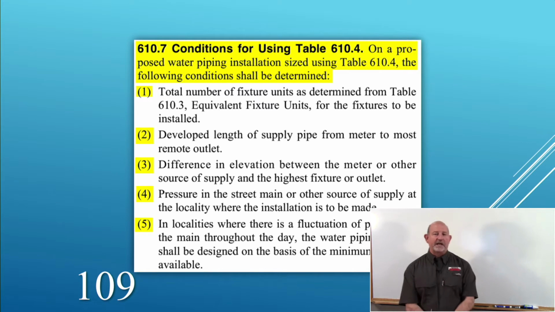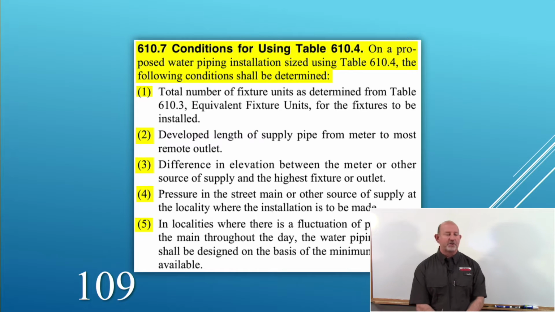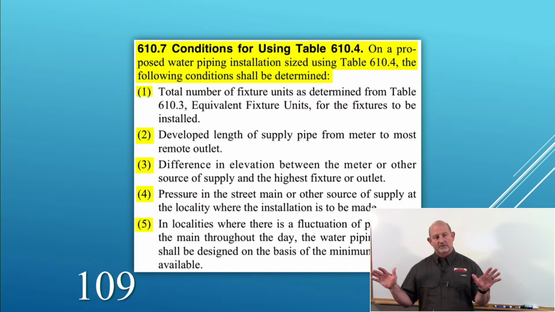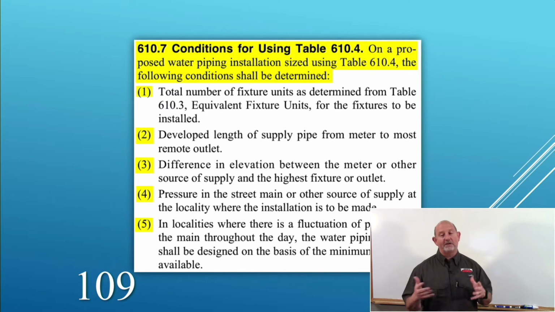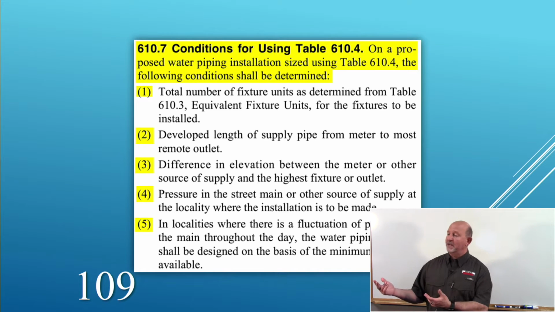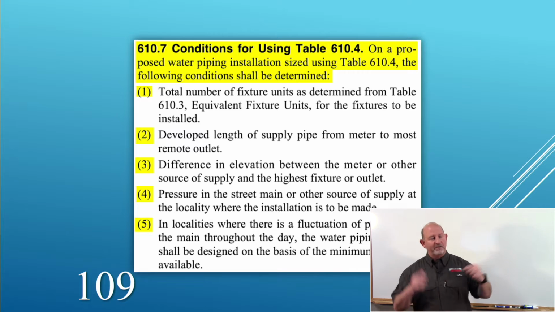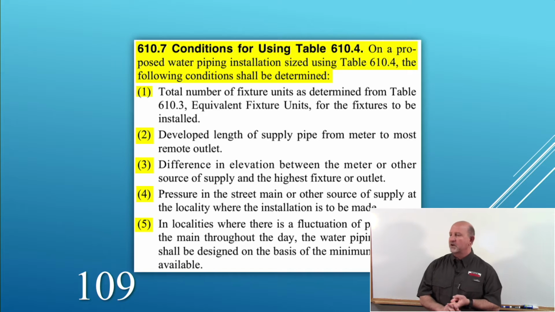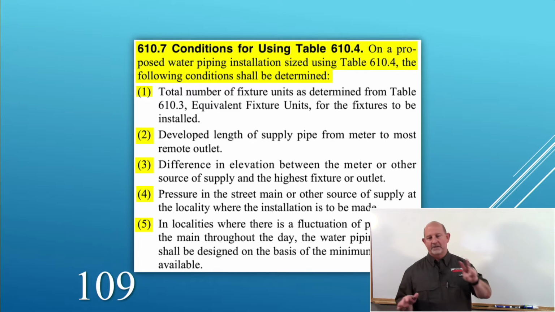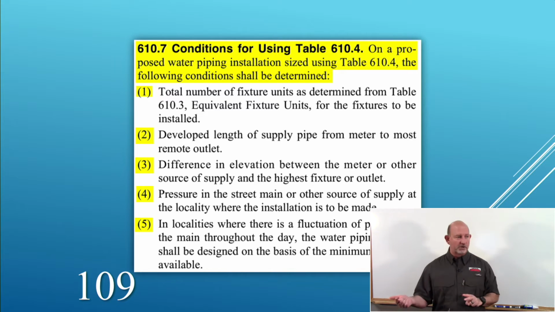Number 2, I got to know the developed length of the supply pipe from the meter to the most remote. So again, number 1 was the worst fixtures, right? The worst demand of fixtures, assuming, for example, all of them were on at the same time, right? This is the worst WSFU demand we'd ever have. So number 1 on the previous column was the pressure loss through any fixtures or water softeners or water heater, whatever. Number 2, worst, is number 1 here, the total number of fixtures, the worst demand on the water line. Number 2 is your next worst, the worst length of pipe we'll ever have to run.